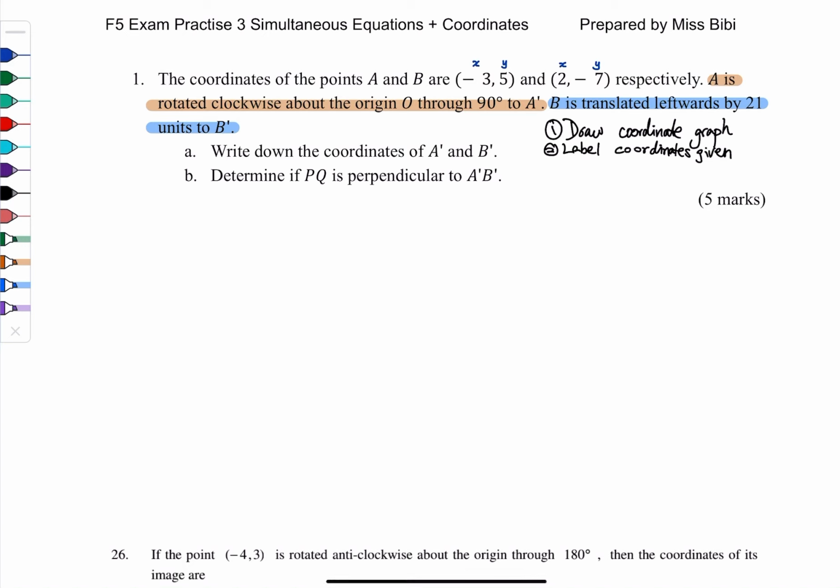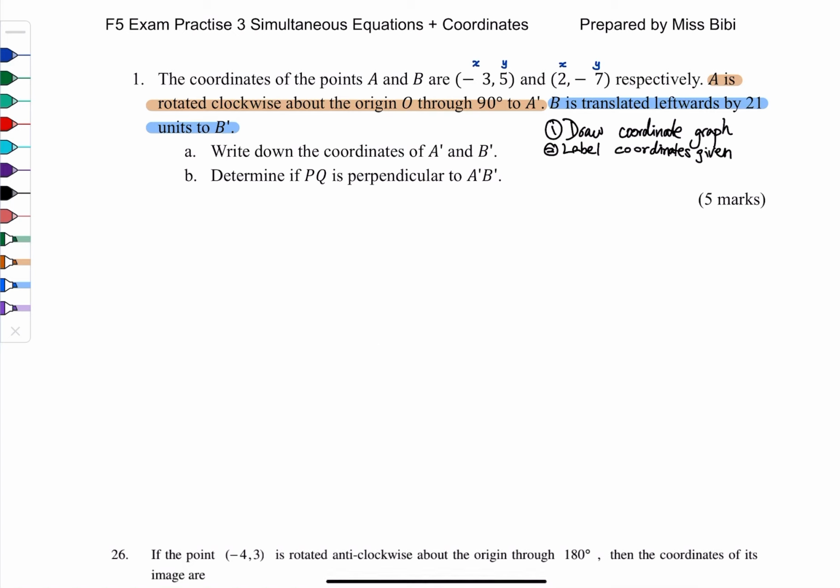We are continuing with the coordinates. In the previous video we did simultaneous equations and now we are continuing with the coordinates. For the coordinates you need to draw the coordinate graph first, and in your exam there are two types, right? Rectangular coordinates and polar coordinates for DSC, but this time we are only having the rectangular coordinates.